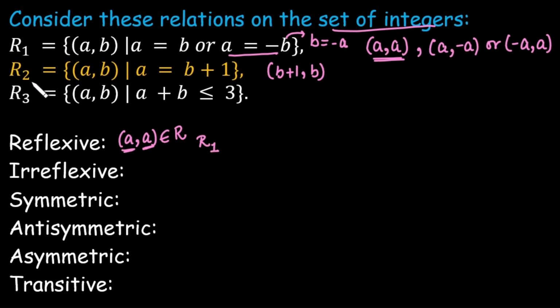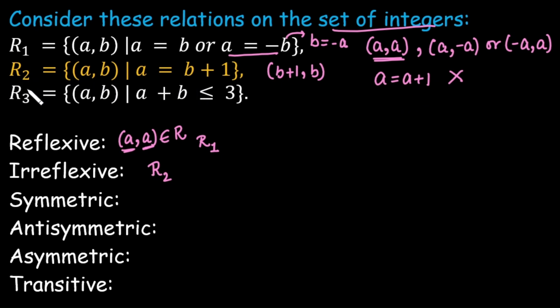Now what about R2? Whether it contains such elements, so substitute B is equal to A, we have A is equal to A plus 1. Whether this is true? No. It means there exists no element that is related to itself. So clearly this is not reflexive, but it is clearly irreflexive as no element is related to itself.